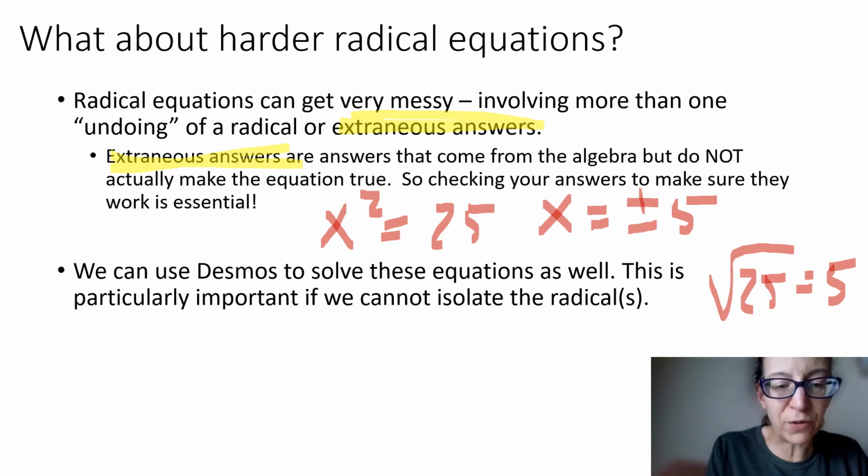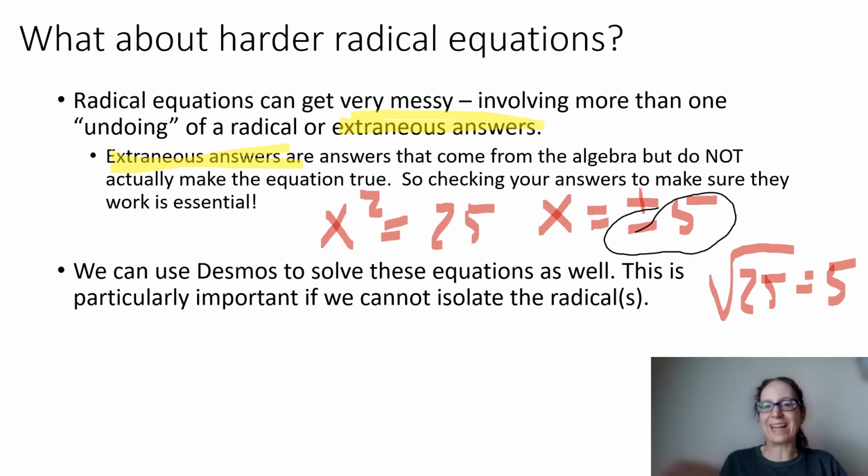It comes from the fact that you might generate this negative 5 somewhere in your solution that actually isn't an answer to the equation, and it won't actually make it true. That's where they come from. So checking your answers to make sure they work is essential. It's actually a must do.